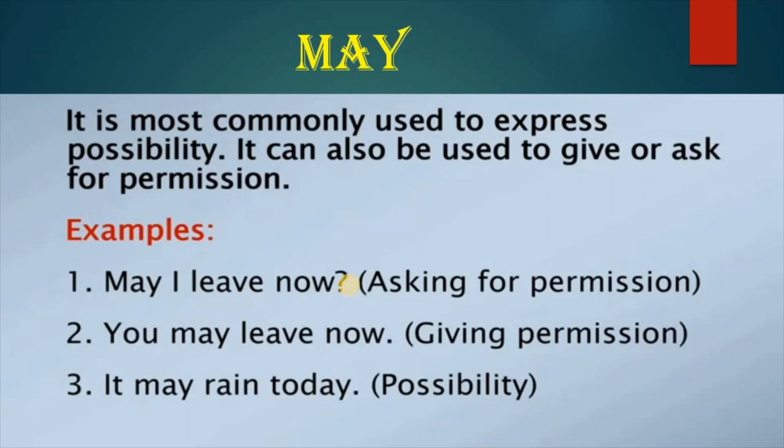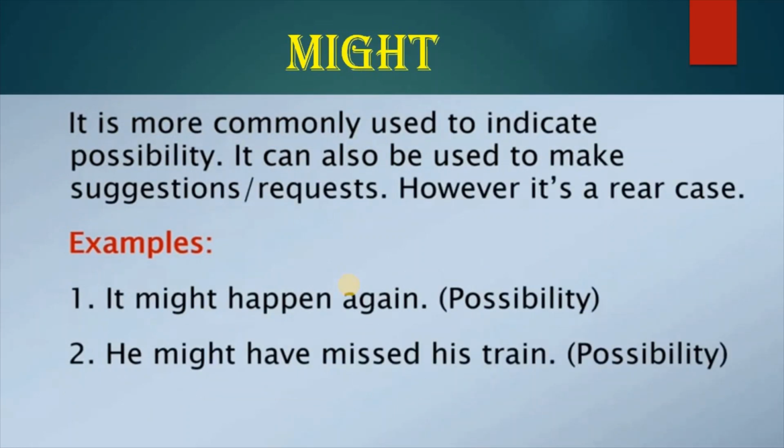Next, third sentence, it may rain today. May is used for possibility. We can use it might rain today. Also can be used for showing the possibility.